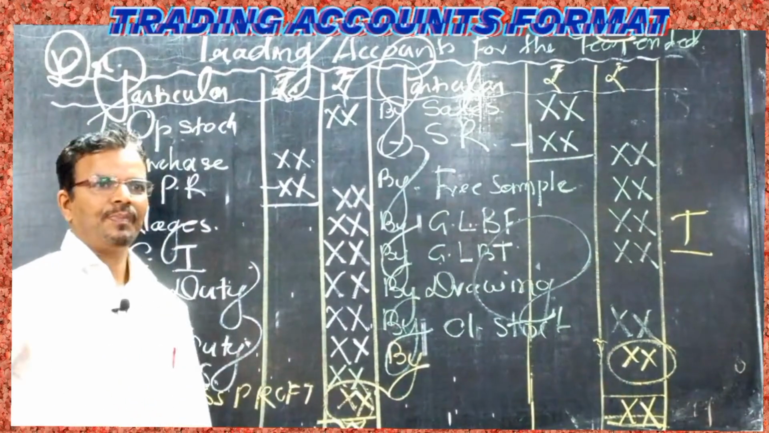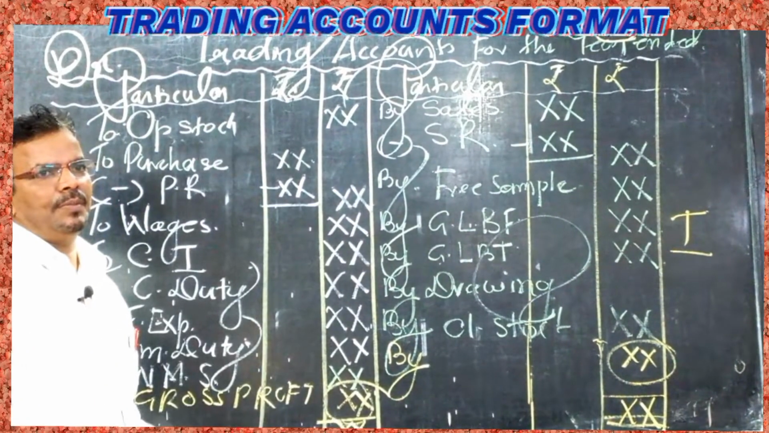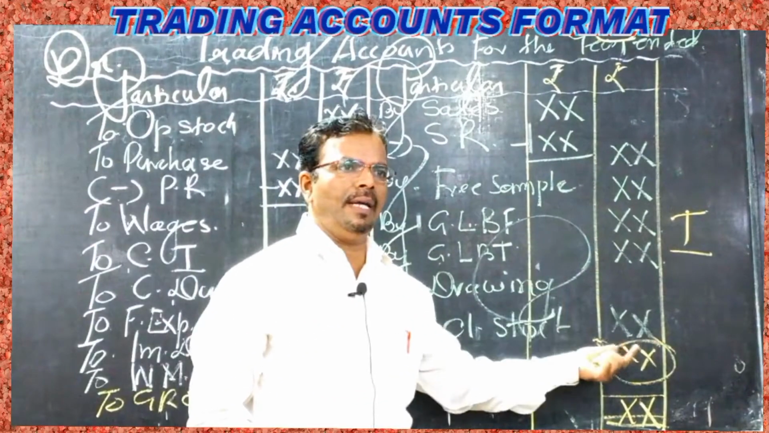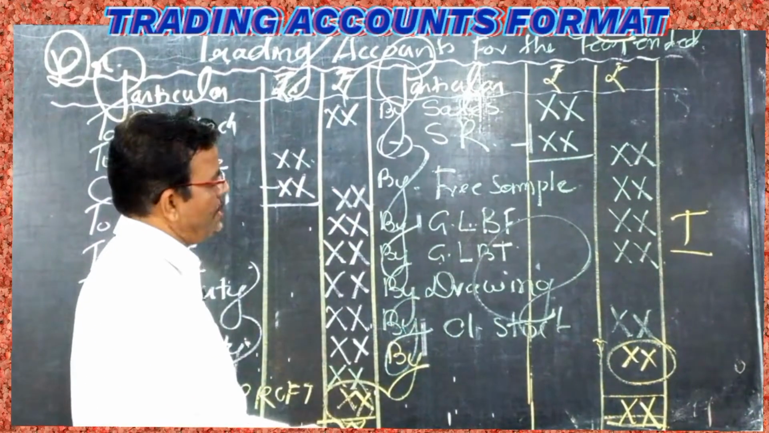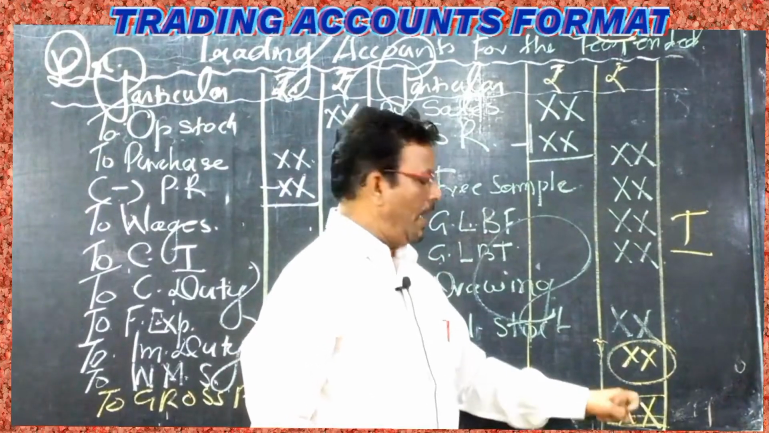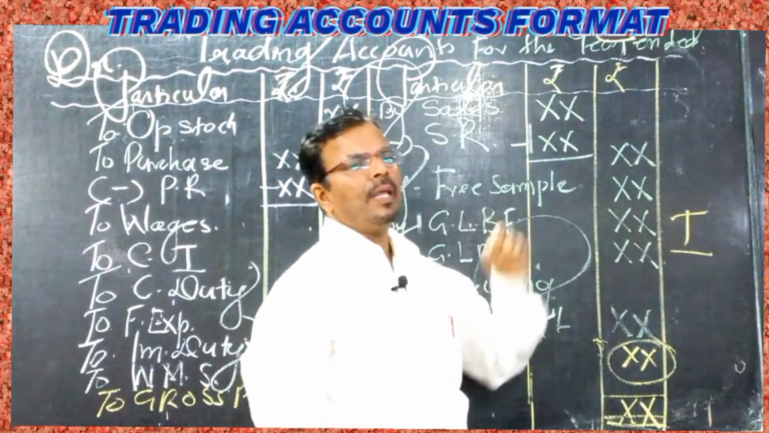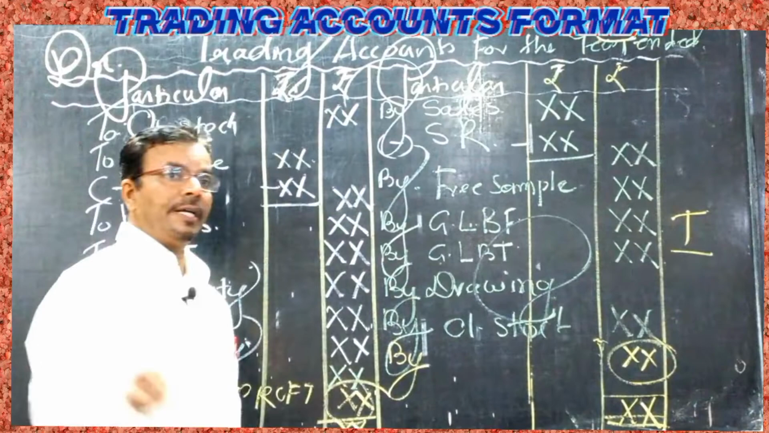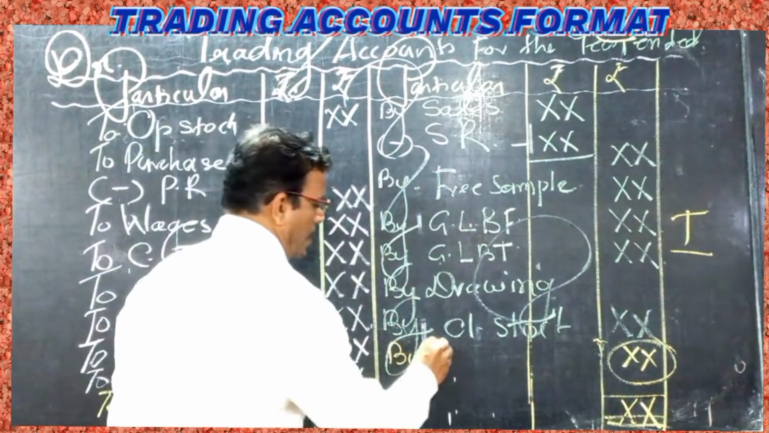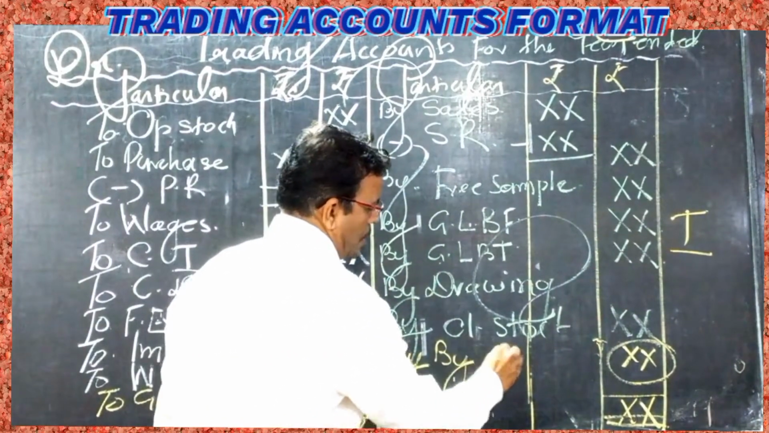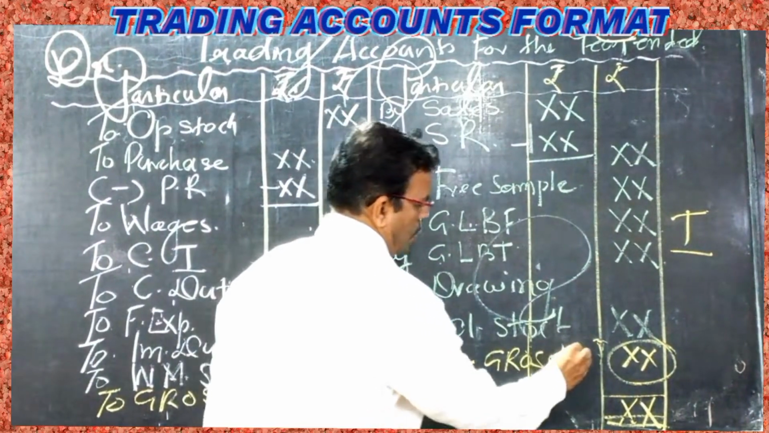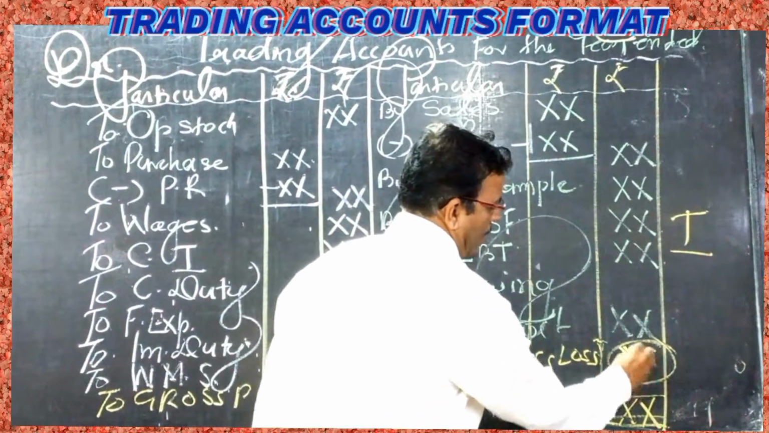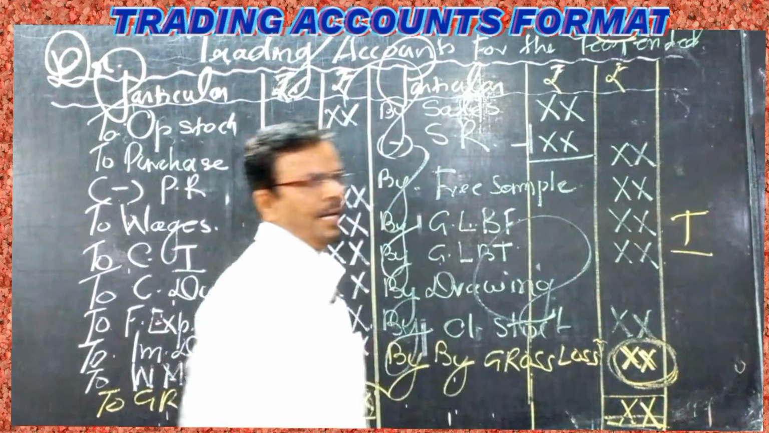Now suppose the debit side is more and the credit side is less. So we will take the total of the debit side, write the same on the credit side, and subtract the whole income from it. We get less income, so what will happen? Loss. So this is our gross loss, and this is our balancing figure.